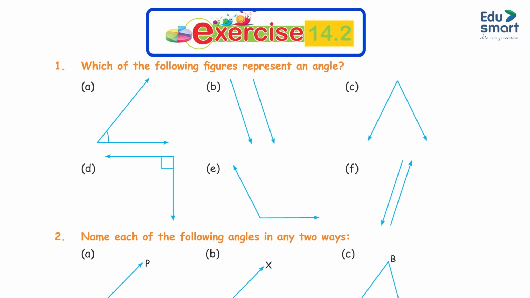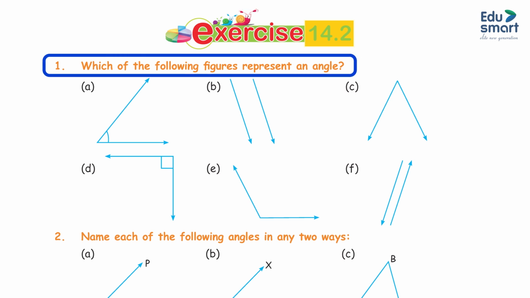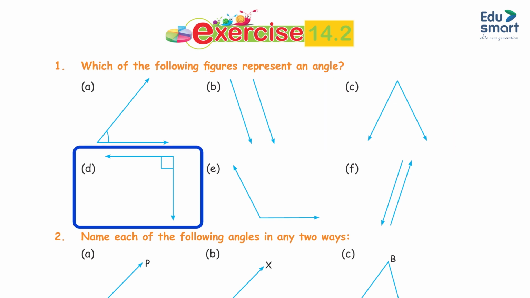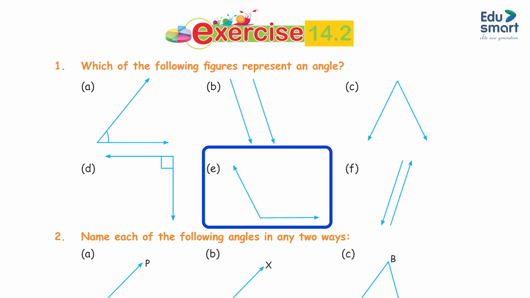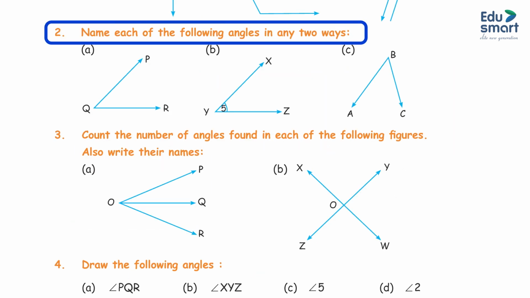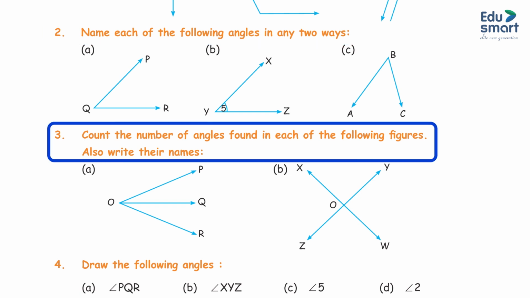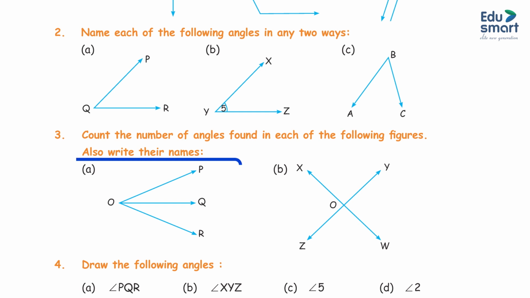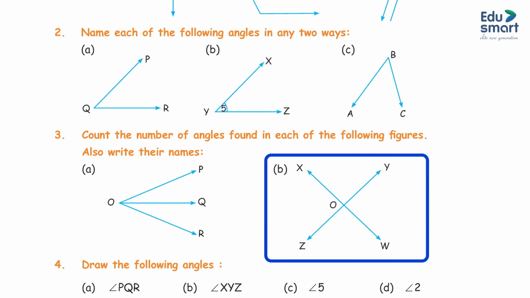Exercise 14.2. Question 1. Which of the following figures represent an angle? Answer: A, C, D and E represent an angle. Question 2. Name each of the following angles in any two ways. Question 3. Count the number of angles found in each of the following figures. Also write their names. Answer: A, 2 angles. B, 4 angles.